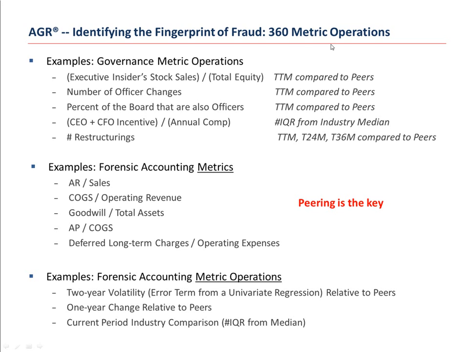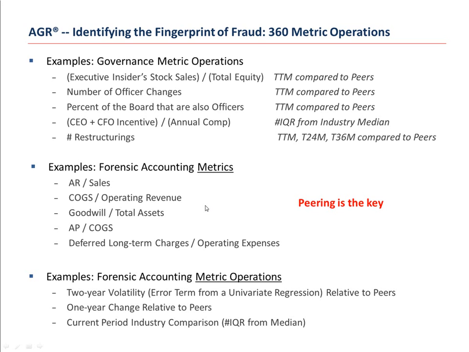And here are some of the things we look at. Also, I'll show some more examples in FAM, but just for a broad look, on the governance side, some examples are executive insider stock sales divided by the total equity of the firm. We'll look at the trailing 12 months of this metric and then compare that to the peers. Again, peering is the key. We'll look at things like the CEO and CFO incentive pay divided by their annual compensation and look at the number of interquartile ranges from the industry median. Again, industry median requires a peering.